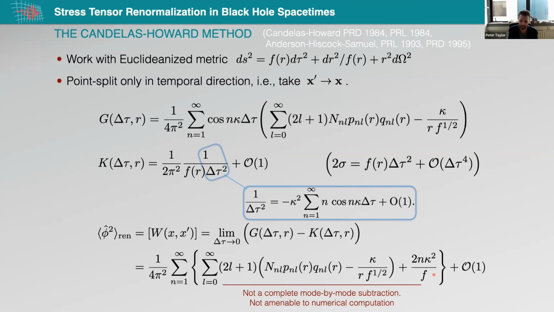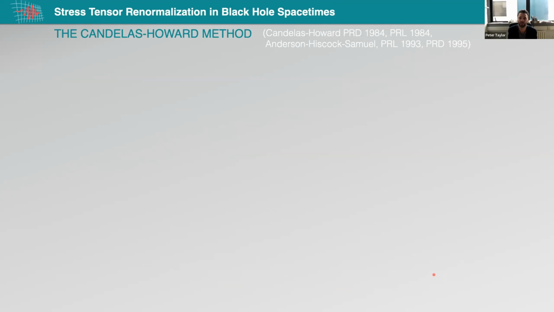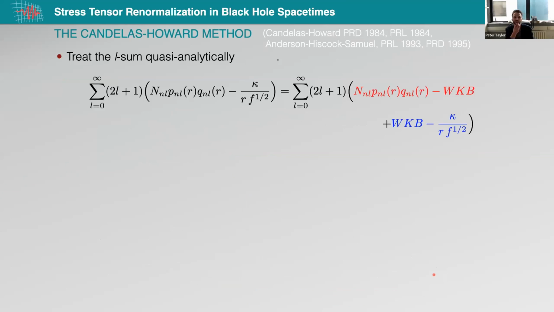So what Candelas and Howard did then, and this is kind of the ingenious part of their step, is that they treat the L sum quasi-analytically. So they take this L sum and they subtract some high order WKB expansion, which is some large L expansion for this particular radial Green's function here. So you subtract the WKB and you add it back on again. Okay, well, this term here now is going to be rapidly convergent by definition of the fact that this is a large L expansion, a large L approximation to this Green's function. And this term here, you can basically treat quasi-analytically.